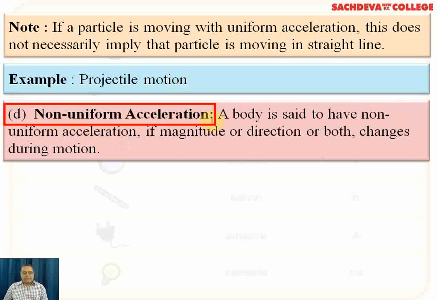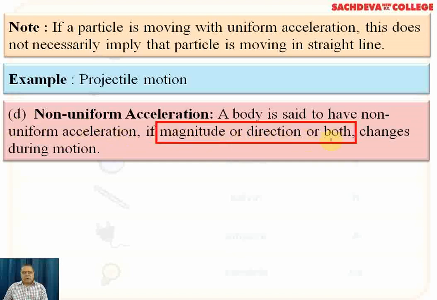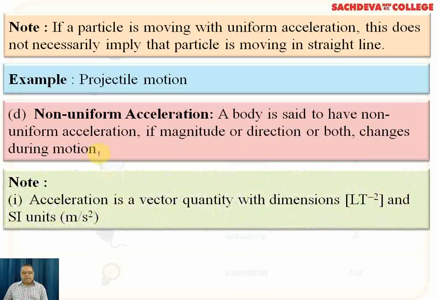Non-uniform acceleration. A body is said to have a non-uniform acceleration if the magnitude or the direction or both direction and magnitude change during the motion. So if magnitude and direction both change, we will say it is a case of non-uniform acceleration.